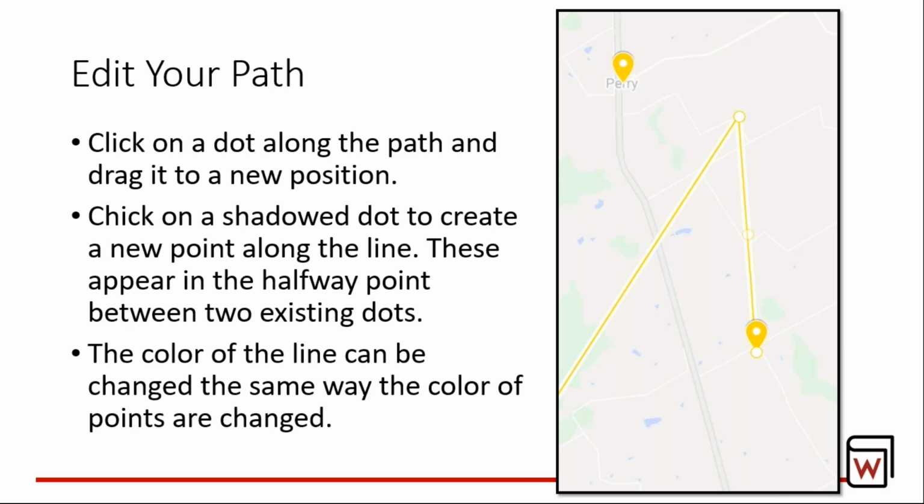If I want to add an additional point on this line, I'll use the shadow dot between 2 points. And so that is that sort of faded dot halfway between the 2 white circles. So right here, we have this little dot, and if I click on that, it'll create a new point along this line that I can place wherever I'd like. And the color of your line can be changed at any point, just like the color of your markers. You can also change its width, its transparency.